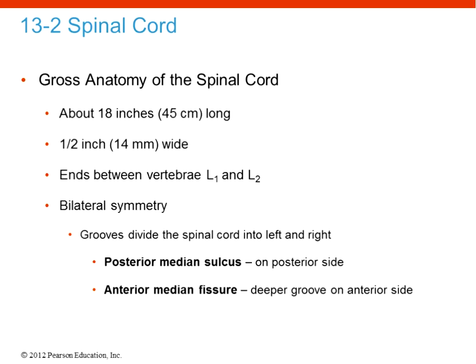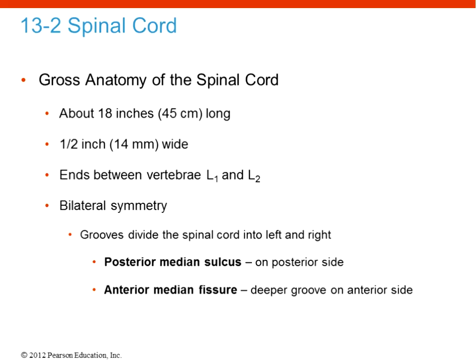All right, so anatomy of the spinal cord. It's about 18 inches long. It starts at the end of the medulla oblongata, which is the last part of the brain stem, and then runs the length of the spinal cord, truly ending around L1 or L2, and from that point it starts to taper a little bit and take on a different form. It's about a half inch wide and has what we call bilateral symmetry, giving a left and right. These grooves are the posterior median sulcus and anterior median fissure, which divide it in half, essentially, into left and right.